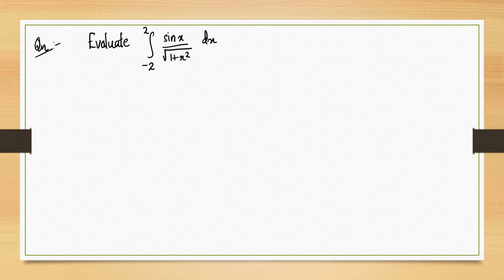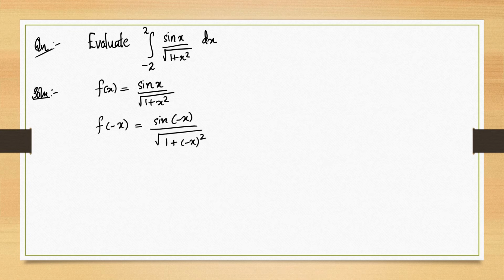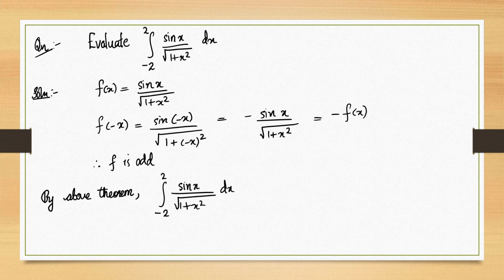Here is another problem which uses the above theorem. Evaluate the integral from minus 2 to 2 of sin x by root of 1 plus x square dx. Here f(x) equal to sin x by root of 1 plus x square, and we check whether f is even or odd. f(minus x) equal to sin of minus x divided by root of 1 plus (minus x) whole square, which is equal to minus f(x). Therefore, f is an odd function. Therefore, by the above theorem, the given integral is equal to 0.